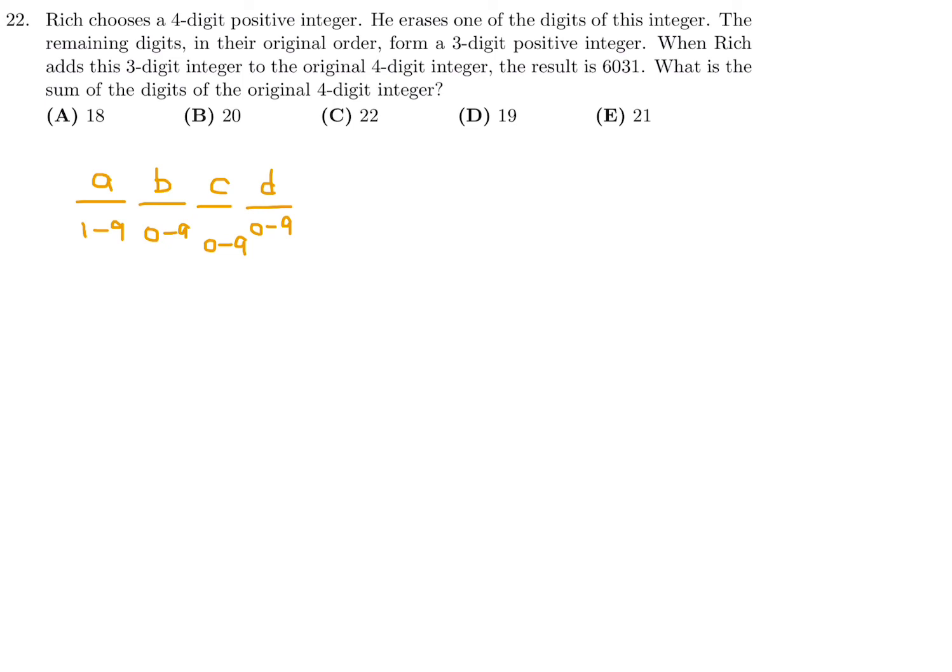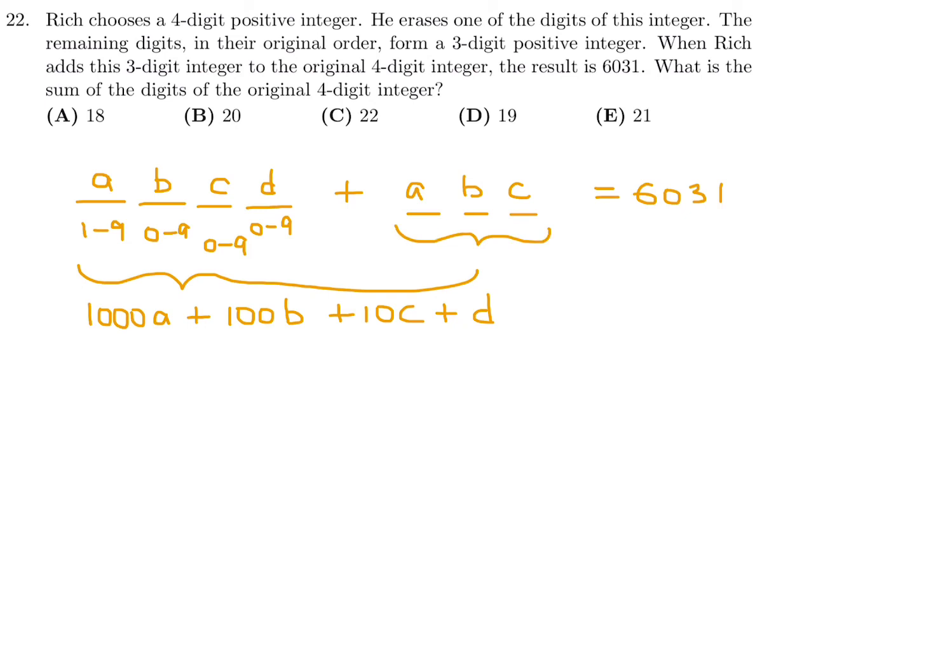I don't think it really matters, so I'll just erase D. And then when you do, you get A, B, C, and that becomes a 3-digit number. And the question says that when you add these two, you get 6031. Okay, let's go ahead with this. This is 1000A plus 100B plus 10C plus D, this number right here. And then this number is 100A plus 10B plus C.